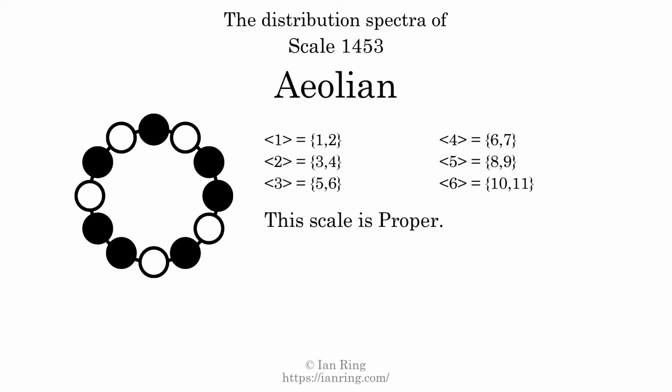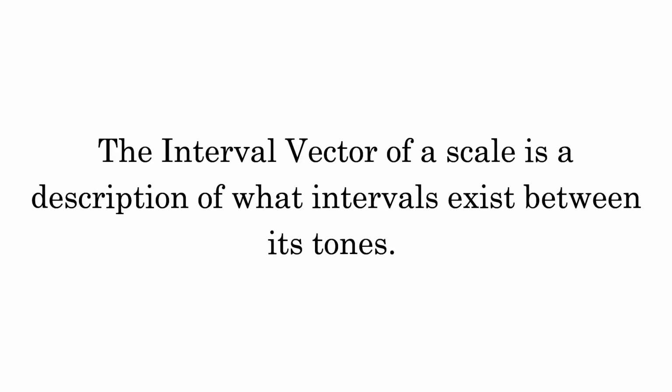Since the generic interval ranges do not overlap, this scale is proper, but it is not strictly proper because some specific intervals appear in more than one spectrum. The interval vector of a scale is a description of what intervals exist between its tones.